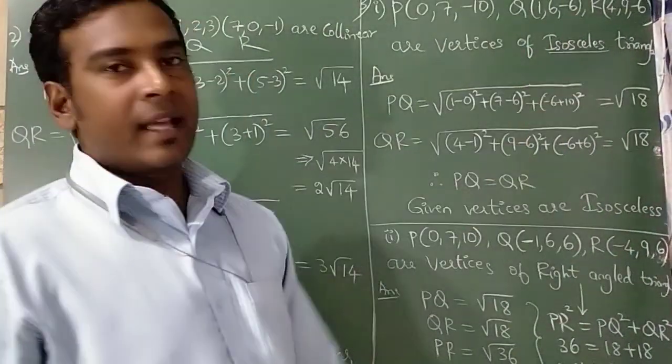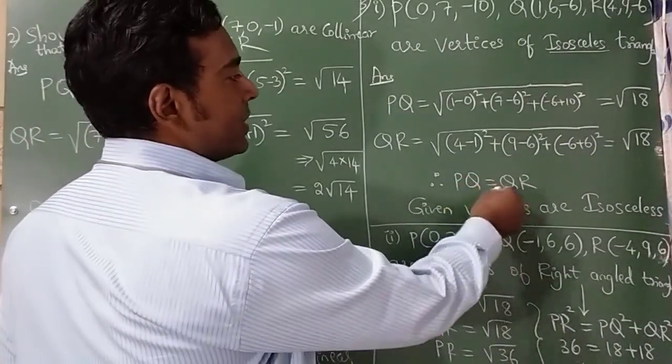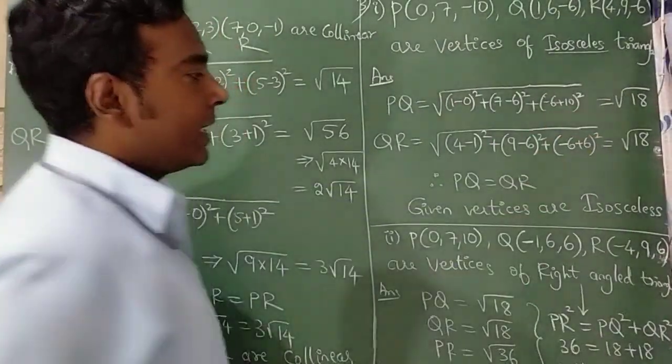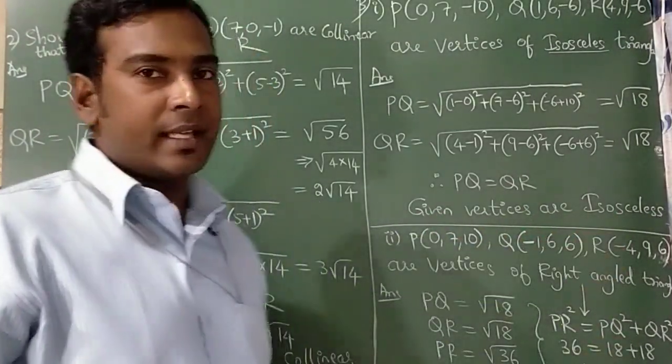For an isosceles triangle, if two sides are equal, then it is isosceles. Therefore PQ is equal to QR. Both the answers are the same. Therefore you need to write that the given vertices form an isosceles triangle.